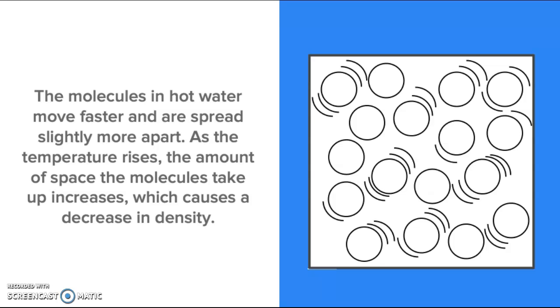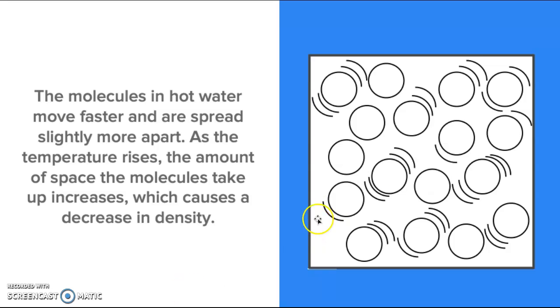So molecules in hot water move faster and are spread slightly more apart. As the temperature rises, the amount of space the molecules take up increases, which causes a decrease in density. So when we have water and we add more energy to the molecules, those molecules are going to be moving faster and faster. As they're moving faster, they're going to want more space, and they're going to take up more space.